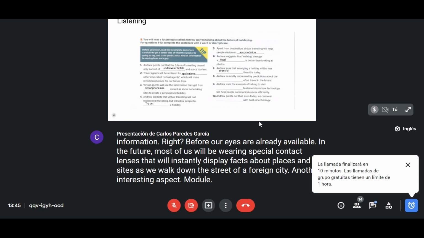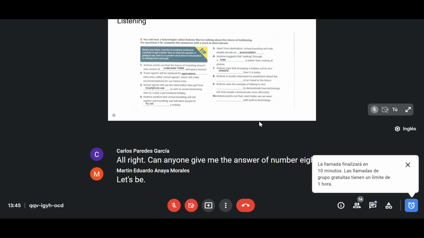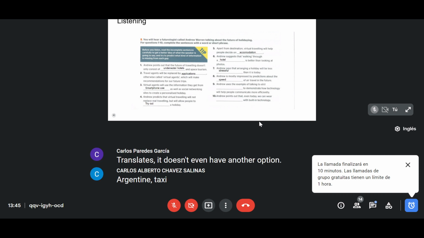All right. Can anyone give me the answer of number 8? Speed. Speed? Yeah, very good. What about number 9? Maybe Argentine, translates. Translates? Does anyone have another option? Argentine taxi driver. Yeah, very good.